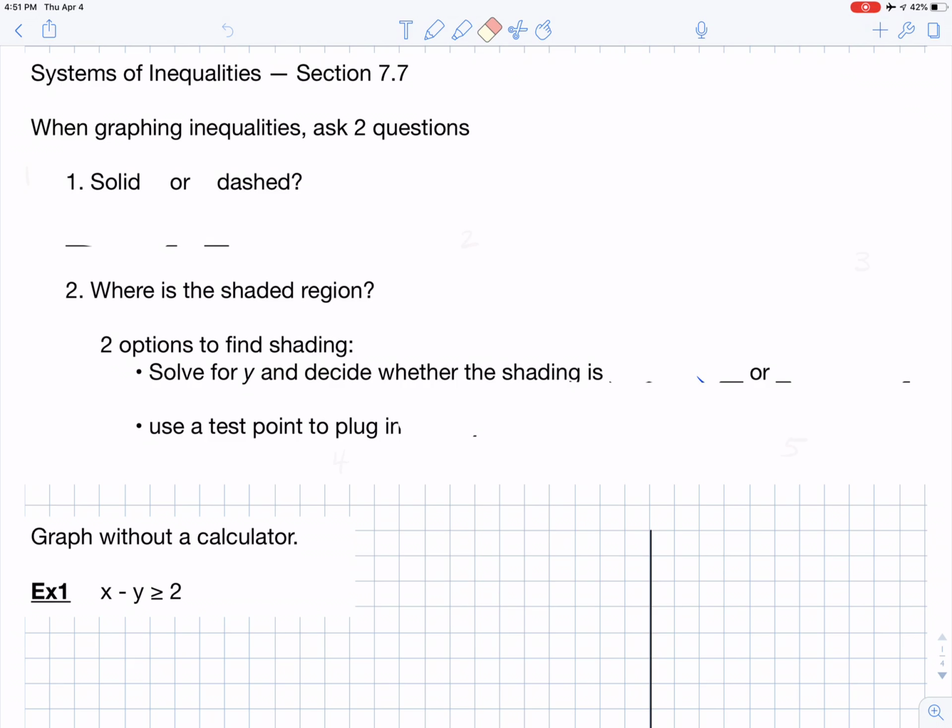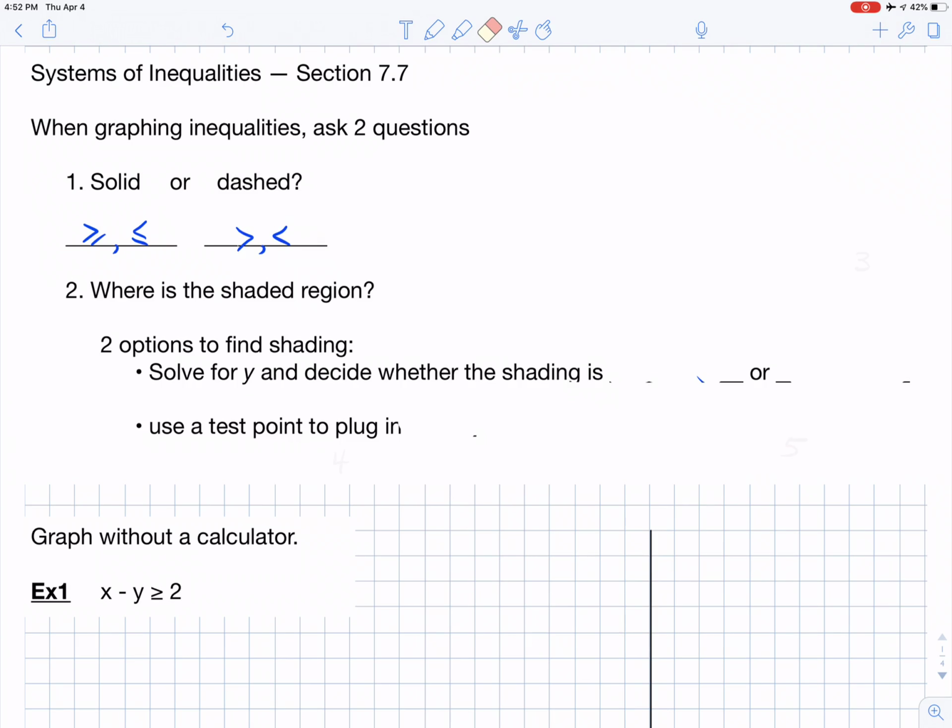The first question that you have to ask yourself is, do I graph solid or do I graph dashed? Now, how do you know that? You're going to graph solid if you have an equal sign. So if it's a greater than or equal to or less than or equal to, you will graph solid. But if you don't have an equal sign, you're going to graph your figure dashed.